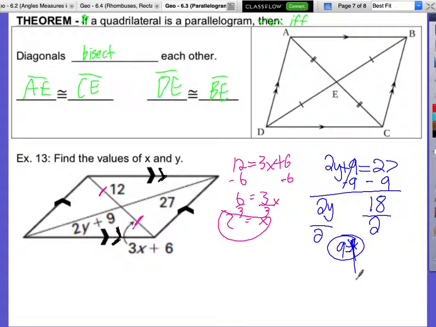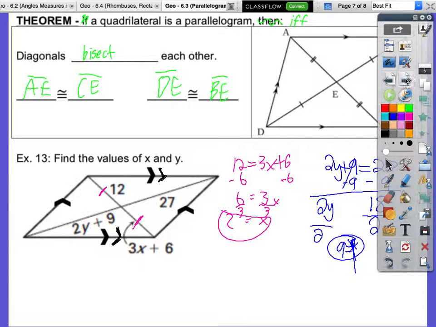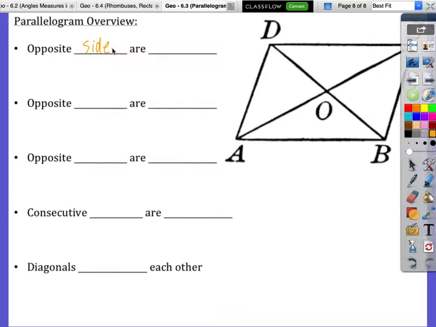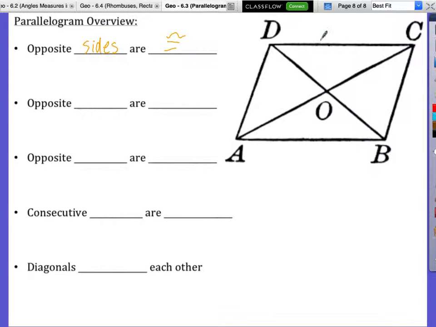If you look right below this, what's it say? Parallelogram overview. We're going to review our parallelogram a little bit real quick. Somebody raise your hand and tell me something you know about the parallelogram. Nick, give me one thing. Opposite sides are congruent. So let's mark that on a parallelogram as well. Nathan, what's another thing we know? Opposite angles are congruent, so we can mark that as well.